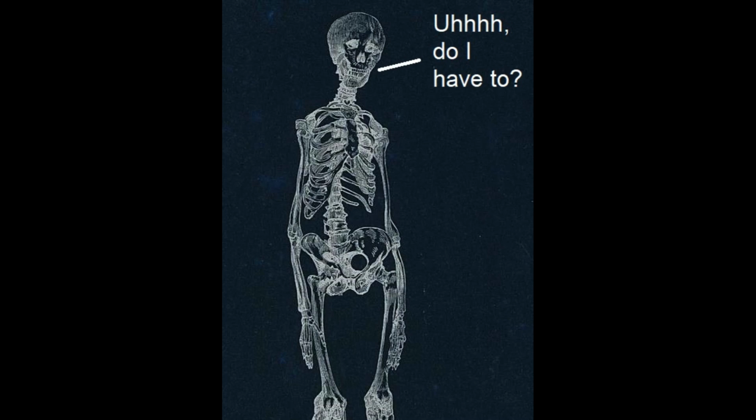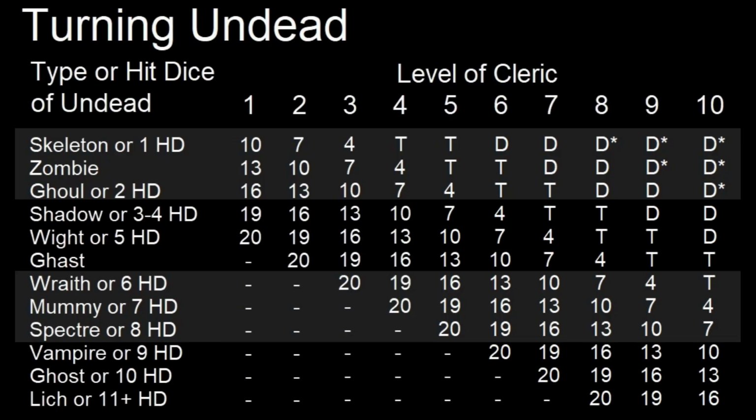They used the same table and rolled the same way, but a turned undead instead became friendly to the cleric and followed their commands. A destroyed undead would instead become dominated, where the cleric would have absolute control over it until it was turned, commanded, or dominated by someone else.